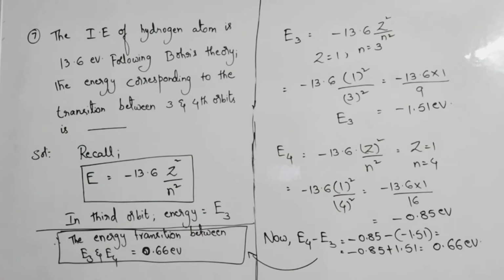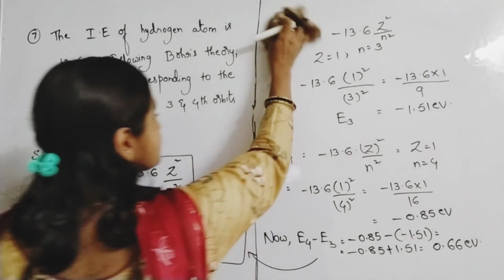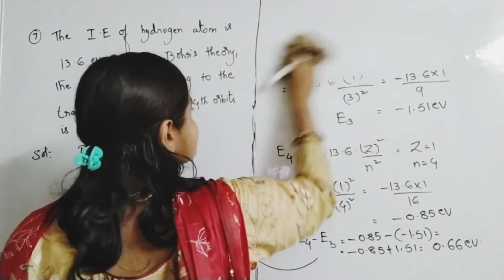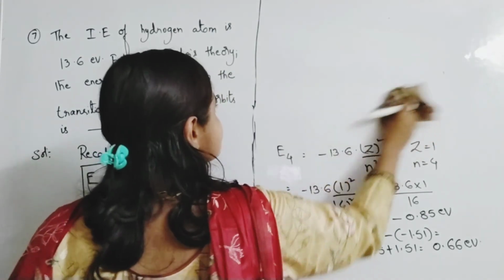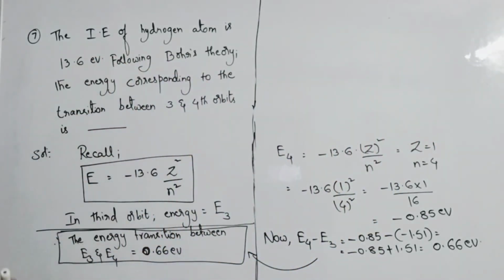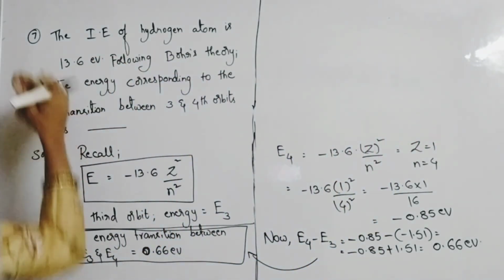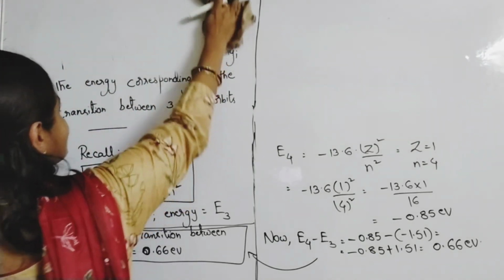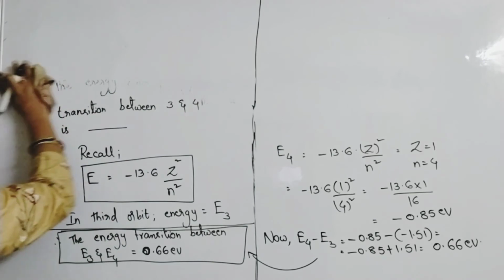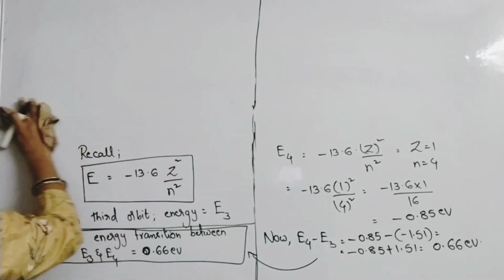Okay. Now question number 8. An energy of 24.6 electron volts. I think I am rubbing the board this side. Better I rub this side so that it will become easy for you. Sorry for the inconvenience. That's why please pause the video and note down all these numericals.